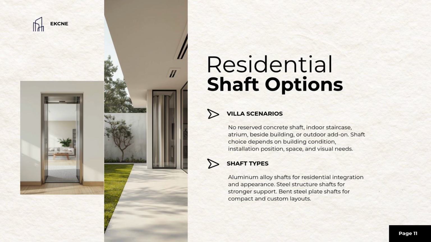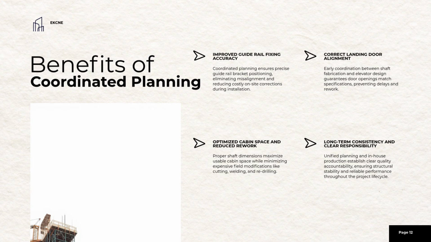Residential shaft options. Residential projects require a different kind of flexibility. A villa may not have a reserved concrete shaft. A home elevator may need to be installed inside a staircase, in an atrium beside the building, or as an outdoor add-on structure. For these projects, EKCNE provides multiple shaft options including aluminum alloy shafts, steel structure shafts, and bent steel plate shafts. Each option is designed for different villa layouts and installation conditions.